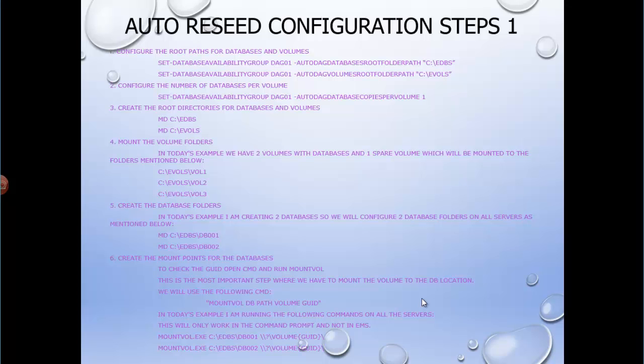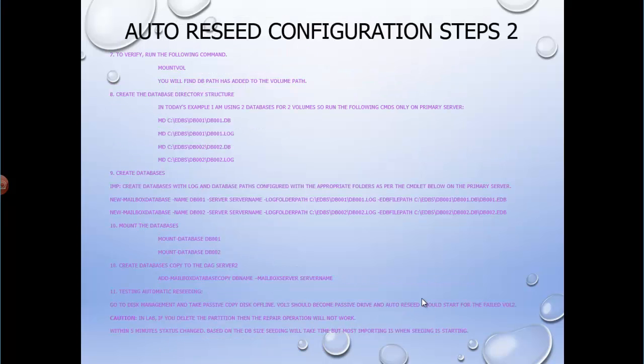Then we are creating the directory structure in the third step. Then we are mounting the volumes in the fourth step. Then in the fifth step, we are creating the database structure. And in the sixth step, we are mounting the volume on the volume path level. So it's on the mount point level, you can say. It doesn't end here. So in the next slide, we'll see the seventh step.